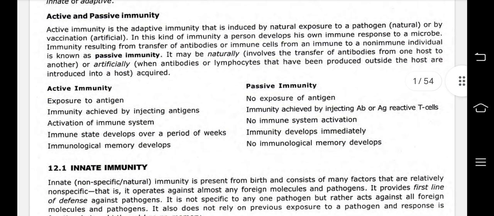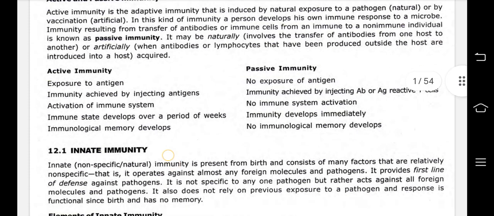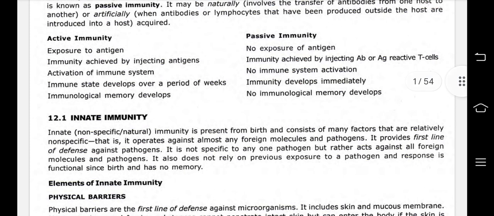That is acquired immunity. So in active immunity, there is exposure to antigen, immunity is achieved by injecting antigens, the immune system is activated, and the immune state develops over a period of weeks. Immunological memory develops. But in passive immunity, there is no exposure to antigen, immunity is achieved by injecting antibody or antigen-reactive T cells, there is no immune system activation, immunity develops immediately, and no immunological memory develops.